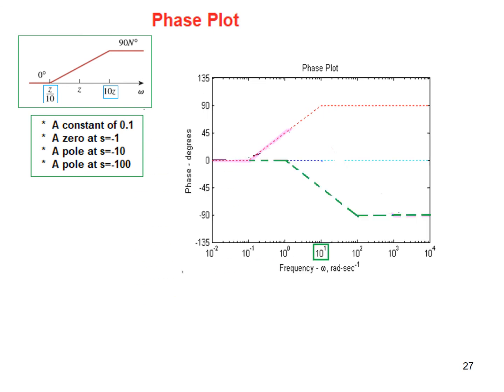And then we come to the other pole, that is at 10. So this is the corner frequency, so 1/10 is the start point, and 10 times of that will be the end point. Again, it is going now towards the negative, since it is a pole, so it is 0 to minus 90 degrees.